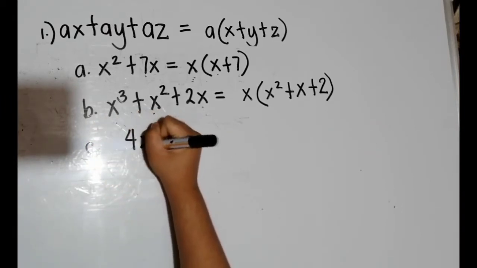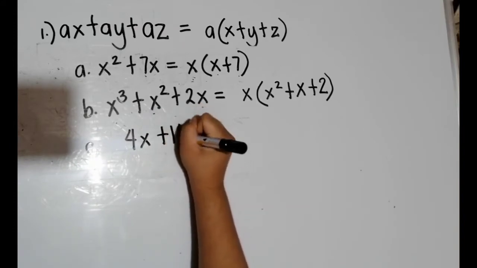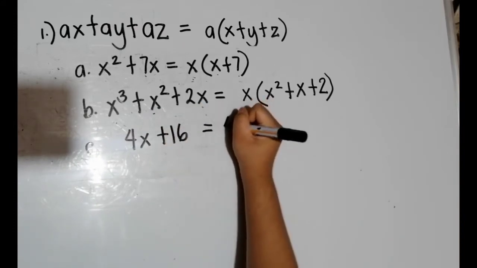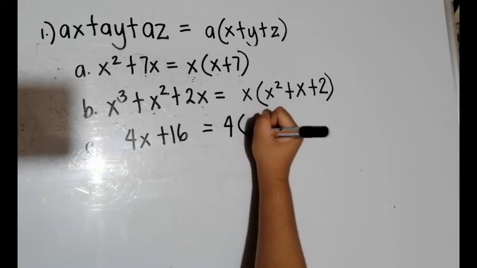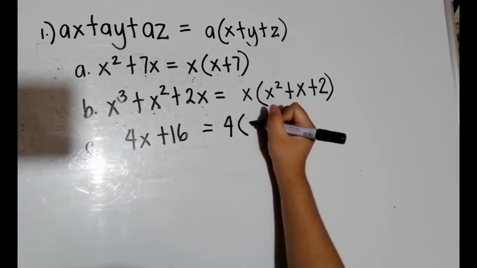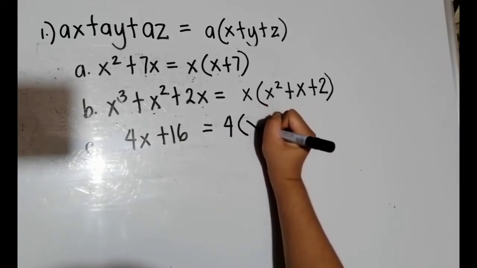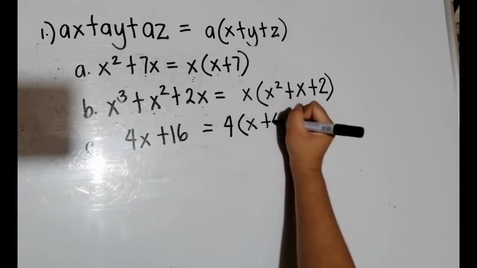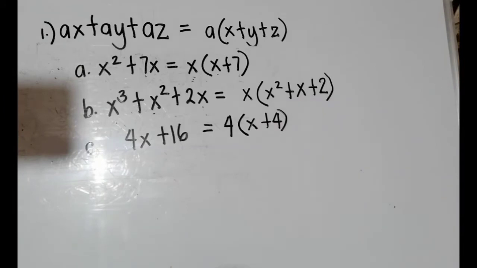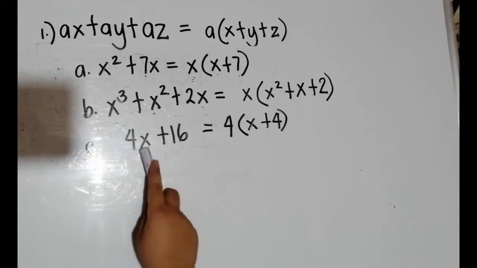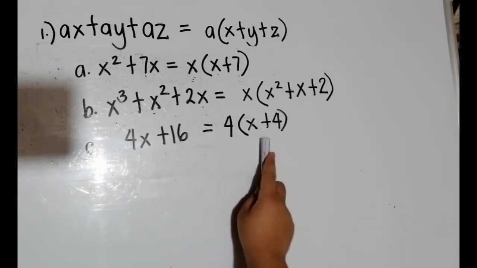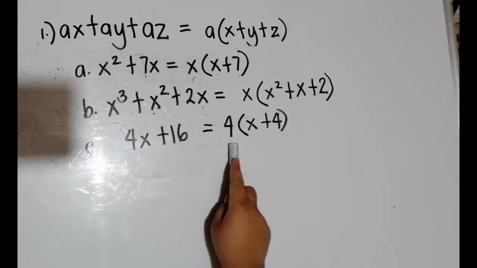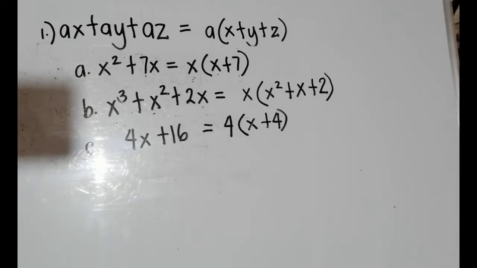Next example, 4x plus 16. Our common factor will be 4. And we have x plus 4. Why? 4x divided by 4 is x. 16 divided by 4 is 4.